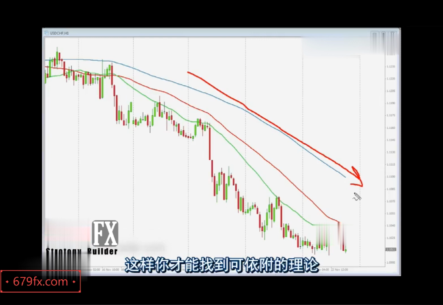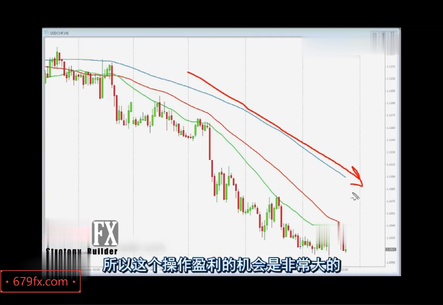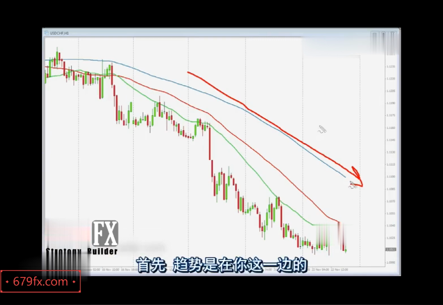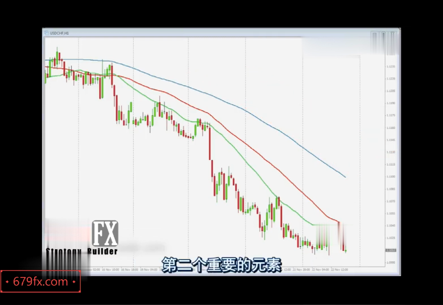Like I say, it's the only way to make sure that you are stacking the odds on your side. So these are high probability chances. First of all, you have the trend on your side. Second.